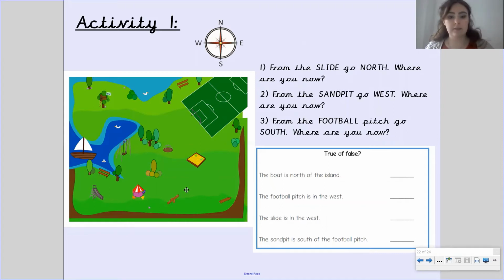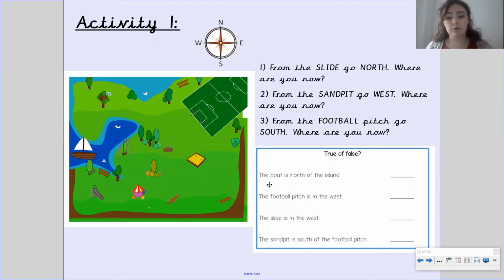So looking at this map, with question number 1, you need to find the slide and go north, and then tell me where you end up. Number 2, from the sand pit, go west. So find the sand pit, go west, and then tell me where you end up. And number 3, find the football pitch and go south. Where are you going to end up?